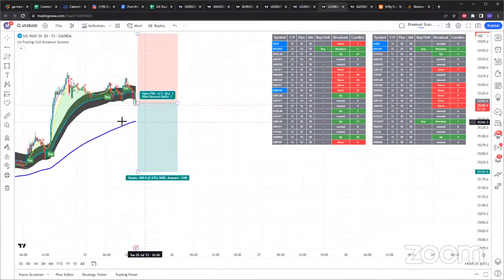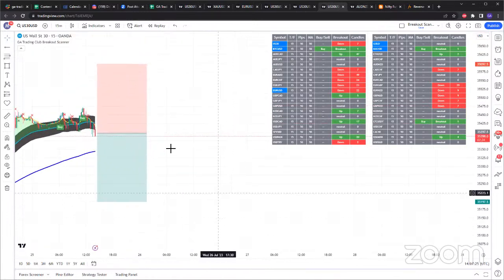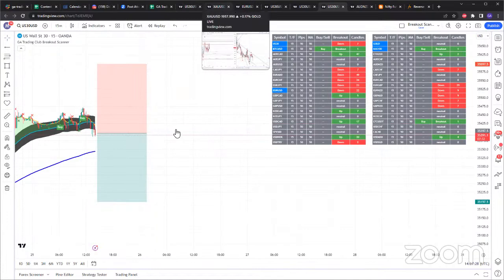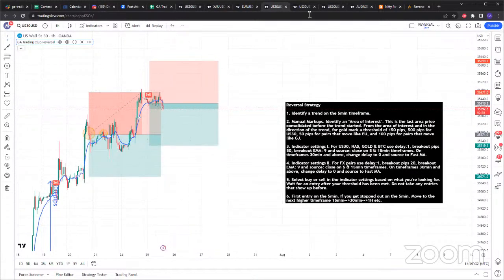So if this 15-minute candle closes here, we need a sell signal on the breakout scanner for us to enter the sell. So that's if you're not already in it. For me, I'm in this trade from the reversal on the 1 hour.